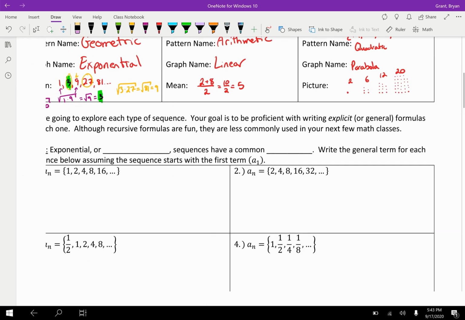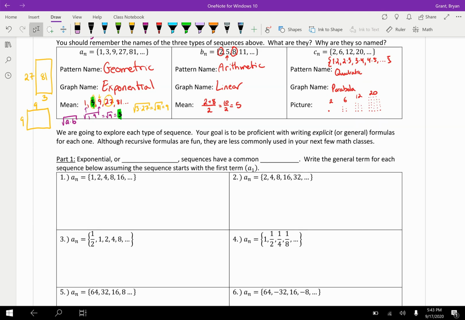Okay, now we just took some time to go through one example of each of these. However, we're going to do a bit of a deeper dive into each type of sequence, because your goal by the end of this is to be proficient with writing explicit formulas, or general formulas, general terms, for each one of these. Because although recursive formulas are pretty fun, they're much less commonly used, and the reason why is because they call on previous terms to get a current term, and that tends to be a little tedious. If you want the 15th term, and to get that you need to first look up the 14th and the 13th and the 12th and so on and so forth.